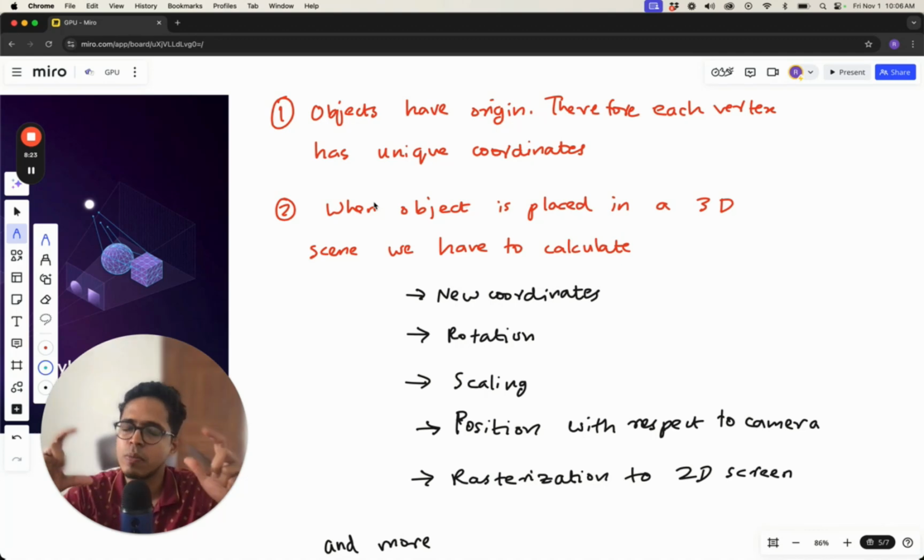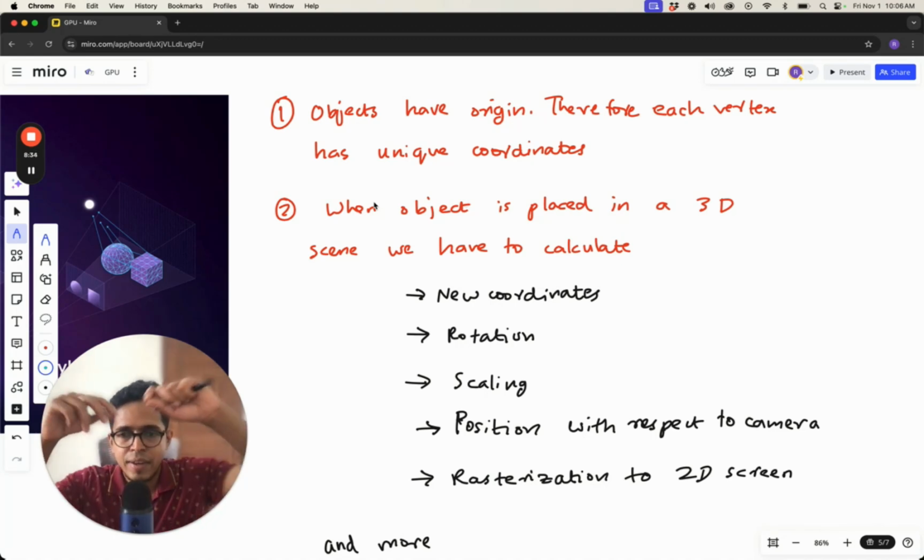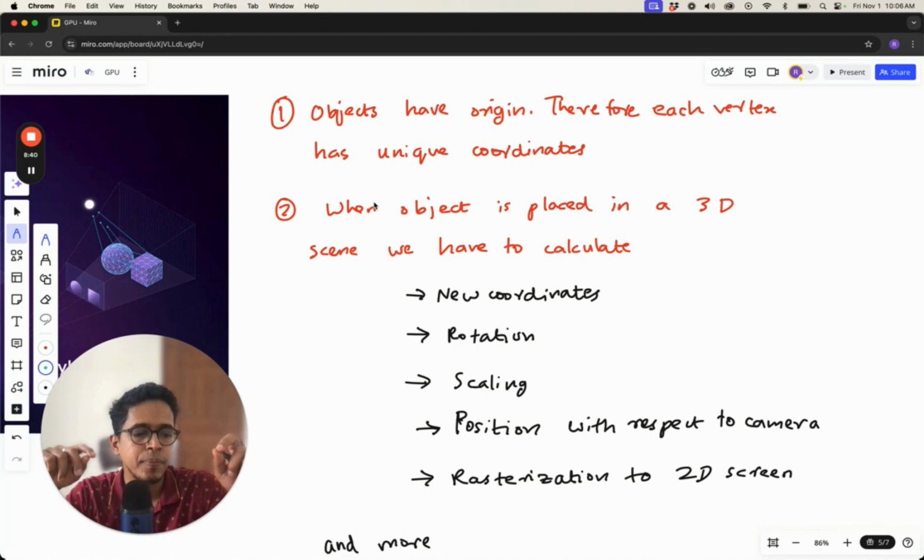So individual objects have their own origin. If I am making a car to be inserted into a game, I'll make the car separately, and the car itself will have a local origin. And then every vertex that will form part of the car. The car will be made of a mesh, and every vertex in this car will have a local coordinate system with respect to its own origin.